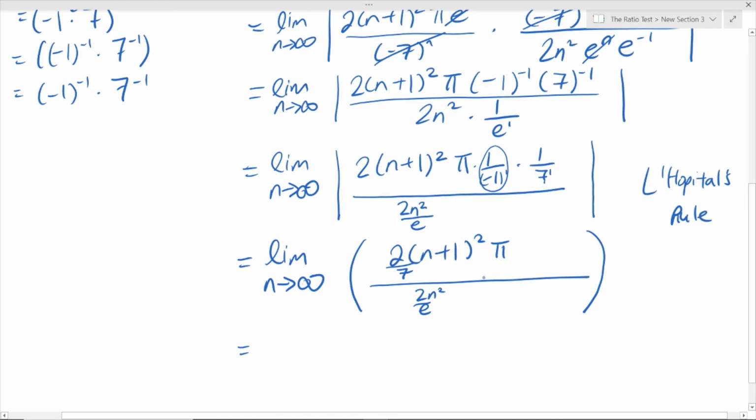In order to evaluate this limit, we have to use L'Hopital's rule, because as n goes to infinity, the top is just going to keep getting bigger, since (n plus 1) squared gets bigger, and the same goes for n squared. The top and the bottom both go to infinity, so we differentiate the top and the bottom. Also, before we do that, we see a 2 here and a 2 at the bottom. We can cancel those 2 as well.